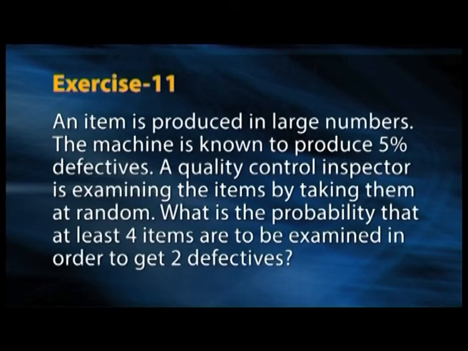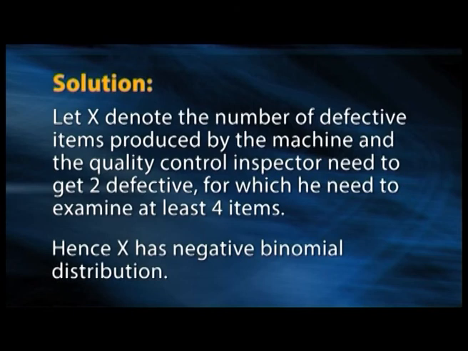An item is produced in large numbers. The machine is known to produce 5% defectives. A quality control inspector is examining the items by taking them at random. What is the probability that at least 4 items are to be examined in order to get 2 defectives? Let X denote the number of defective items produced by the machine, and the quality control inspector needs to get 2 defectives, for which he needs to examine at least 4 items.